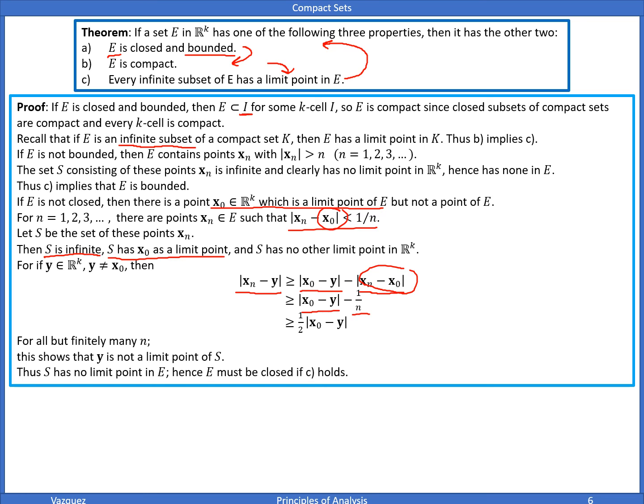So again, if C holds, then E is closed. And we previously showed that it was also bounded. Therefore, C implies A, and this proof is done.